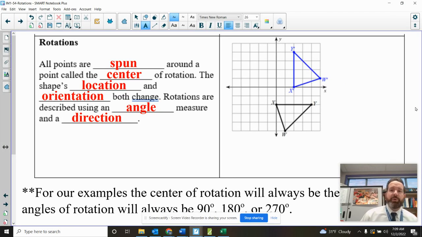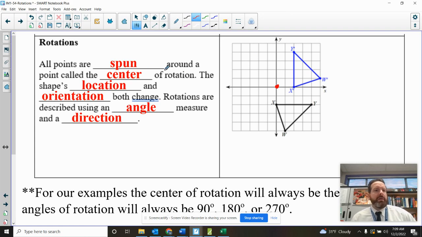So let's turn that into some toolkit knowledge. In a rotation, all your points are spun around a center, and that is called the center of rotation. For us, that center is always going to be the same point. It'll be the origin. When you rotate, the shape's location changes and its orientation changes. As you spin it, it faces other directions.